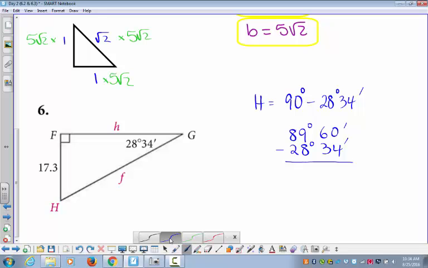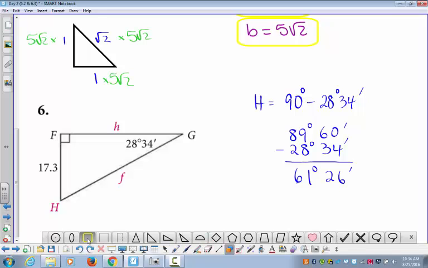And now we can subtract the minutes from the minutes, the degrees from the degrees, and we'll get what we're looking for. So 60 minutes minus 34 minutes gives us 26 minutes. And then we subtract the degrees. 9 minus 8 is 1. 8 minus 2 is 6. So that is going to be the measure of angle H. Like that. There's H.